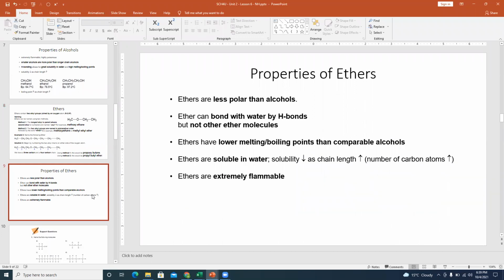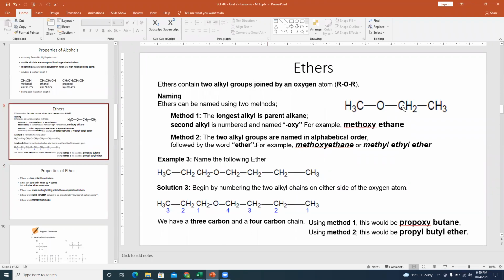Ether can bond with water by hydrogen bonds, but not with other ether molecules. I'm gonna let you think about that one a little bit to see if you can see why it can bond with water molecules, but it can't form hydrogen bonds with other ethers. You should be able to understand that from all the talking that we've done about hydrogen bonding and what are the special circumstances under which hydrogen bonds form and what kind of atoms you need present. That should be able to tell you why ethers don't hydrogen bond with themselves, but can hydrogen bond with water.